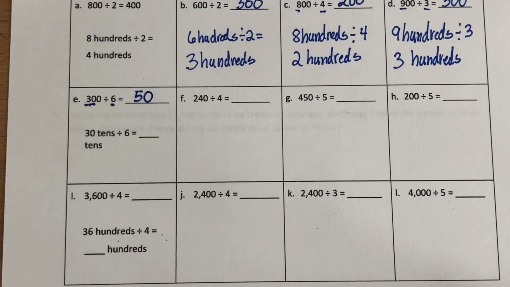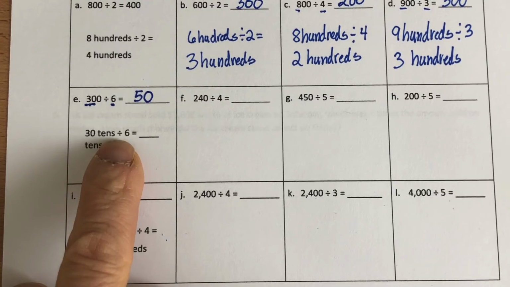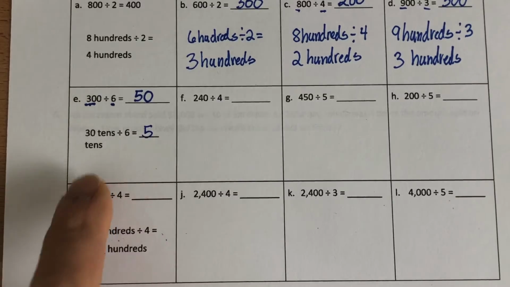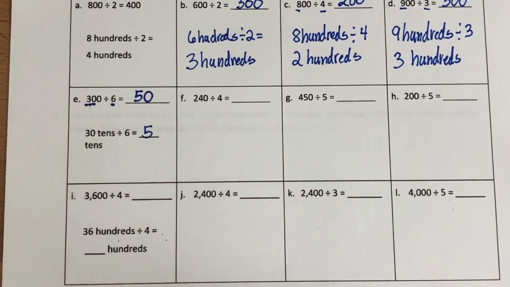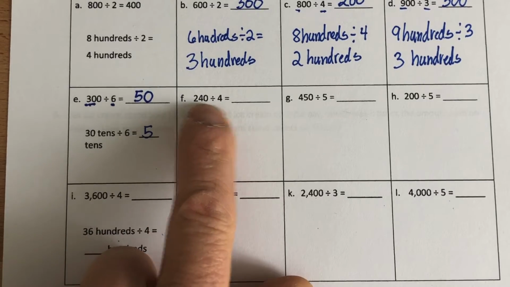Yeah. That one was tricky. I'm glad they had this here for me. So 30 tens divided by 6 is equal to 5 tens. See 5 tens? Okay, so if that's going to help me out with the rest of this. So 24 tens, or 240 divided by 4.